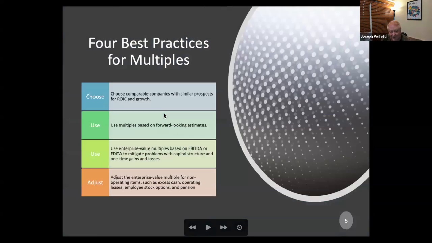Best practices, already highlighted it. One, try to choose companies with similar prospects for ROIC and growth. Two, we've already started this: forward multiples, not historical multiples. The book makes a big point of this, right?